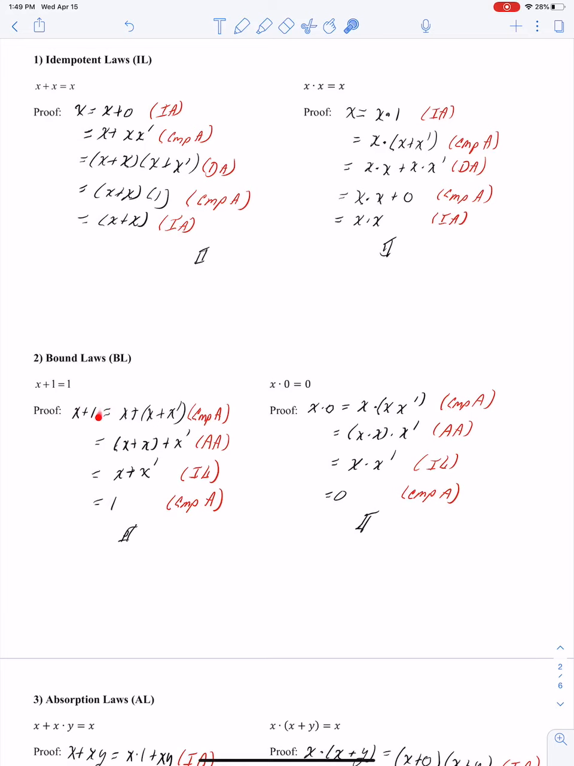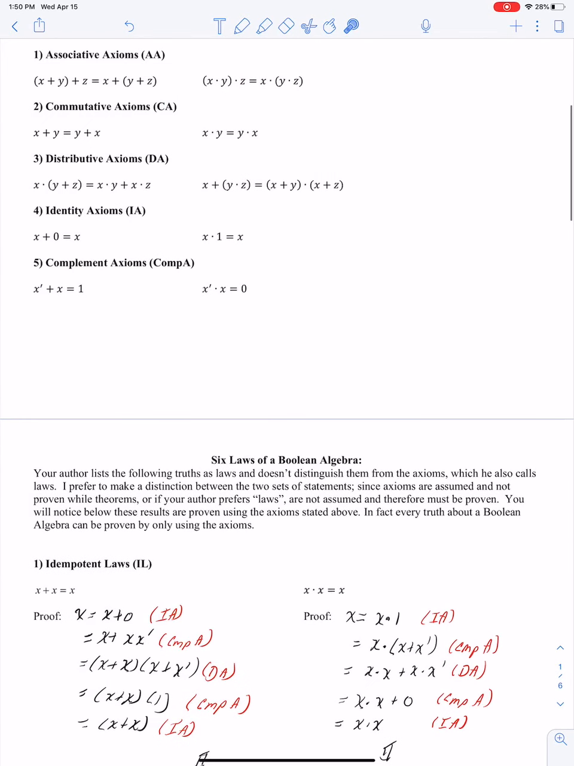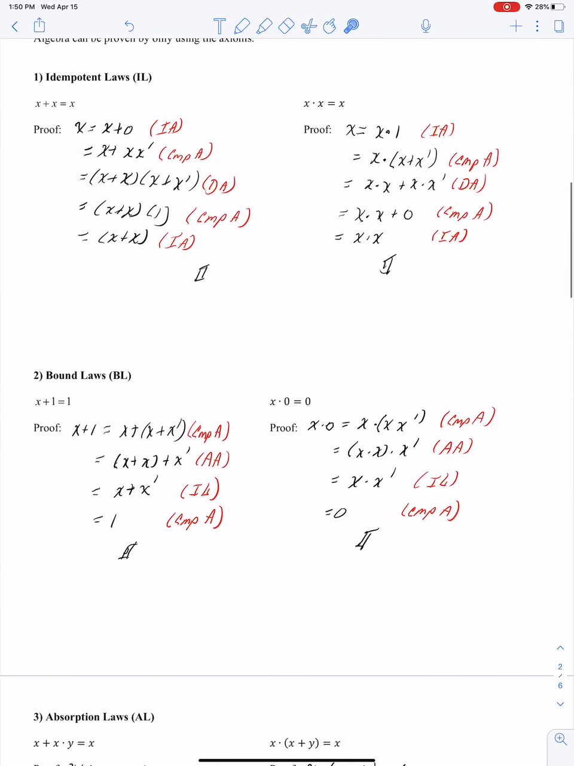So I start with x plus 1. All right, so x plus 1 is x plus, and now I'm going to write 1 in this clever way. x plus x complement. What is that? That's one of the complement axioms. I'll prove it to you. X plus x complement, or its reverse, is always what? 1. So I'm using comp A. And now what I'm going to do is I'm going to reassociate. I'm going to group these x's together. So I'm using the associative axiom.